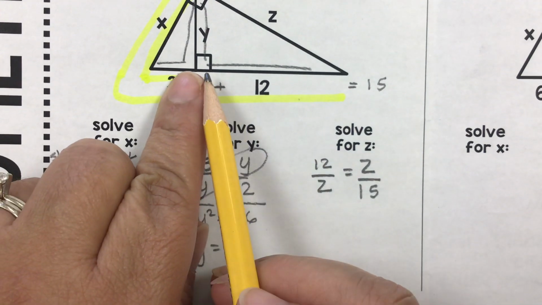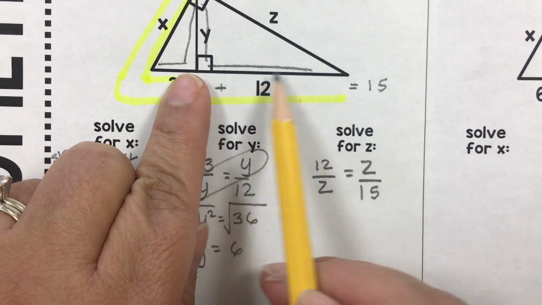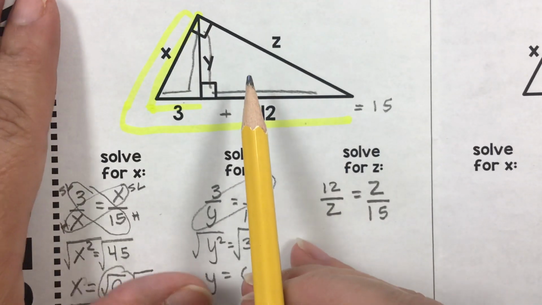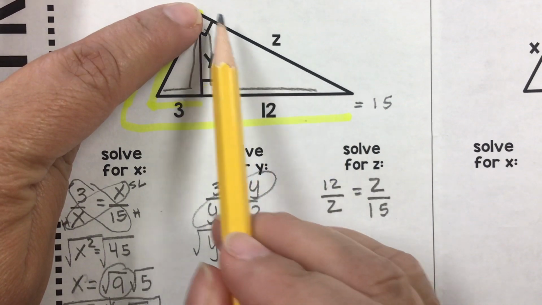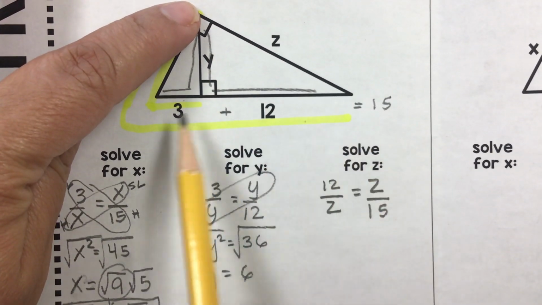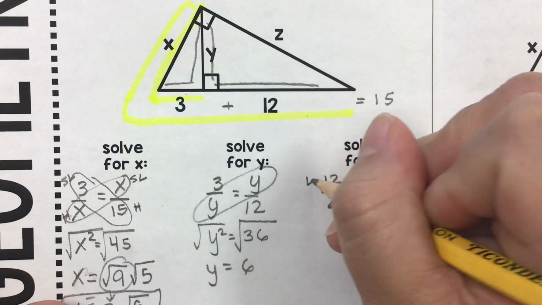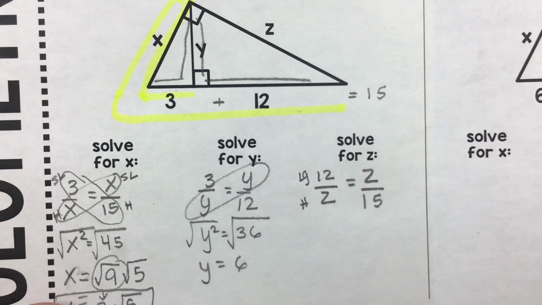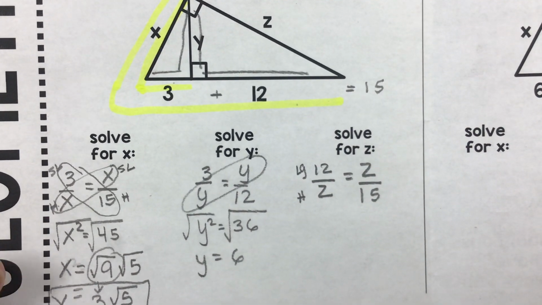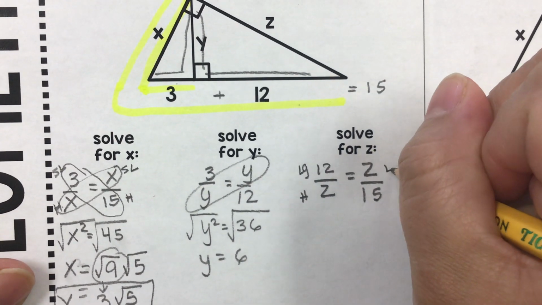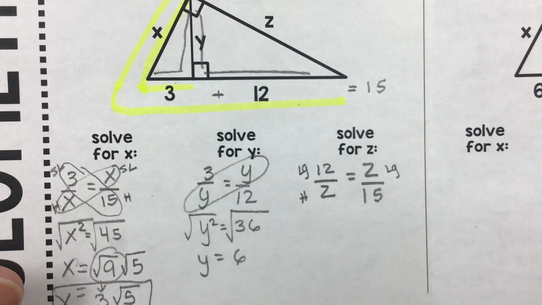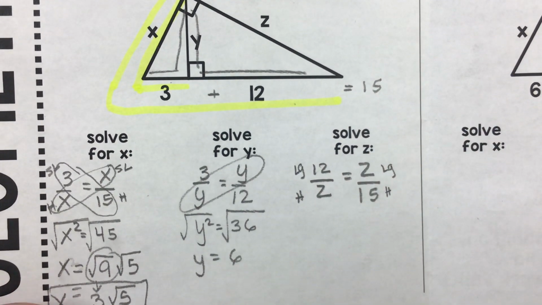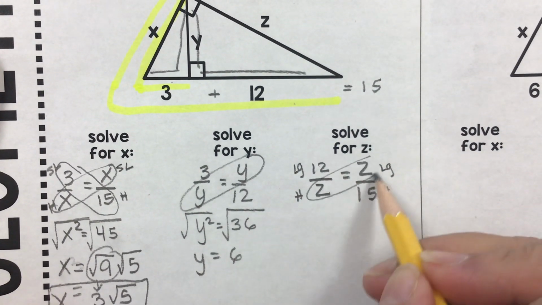This is the long leg of the medium divided by its hypotenuse. This was the long leg of the big triangle divided by its hypotenuse. So again, this was the long leg divided by the hypotenuse of the medium-sized triangle. And this is the long leg of the big triangle divided by the hypotenuse of the big triangle. We're going to cross multiply.